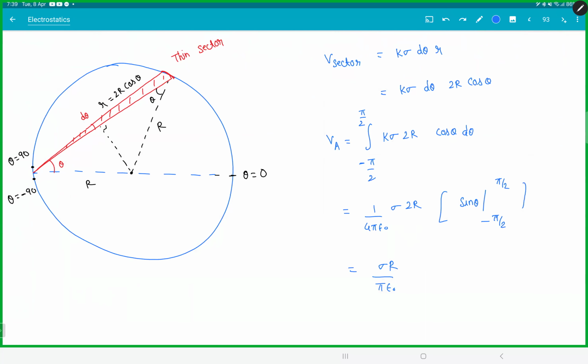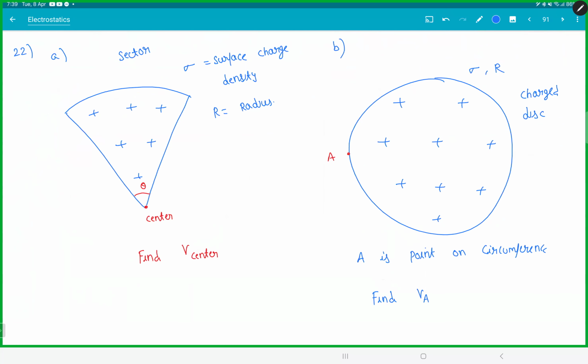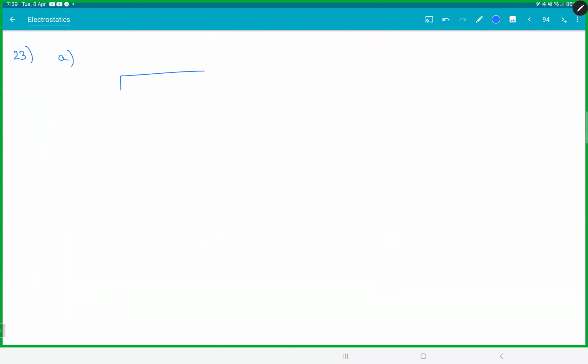Next one. Let's see something more theoretical. Let's say we have a square plate, sigma, uniformly charged. O is the center. Point A is the corner.